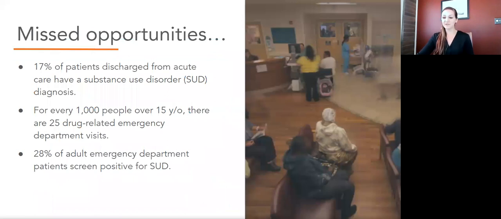And here are some opportunities that we have to actually engage patients in care. What we found is that 17% of patients discharged from acute care have a substance use disorder diagnosis. And when you're looking at emergency department visits, for every 1,000 people over 15 years old, there are 25 drug-related visits. And lastly, 28% of emergency department patients screen positive for substance use disorder. So when I look at these numbers, these are all opportunities where patients are interacting with the healthcare system, and we have an opportunity to engage them in care and help prevent those overdose deaths.